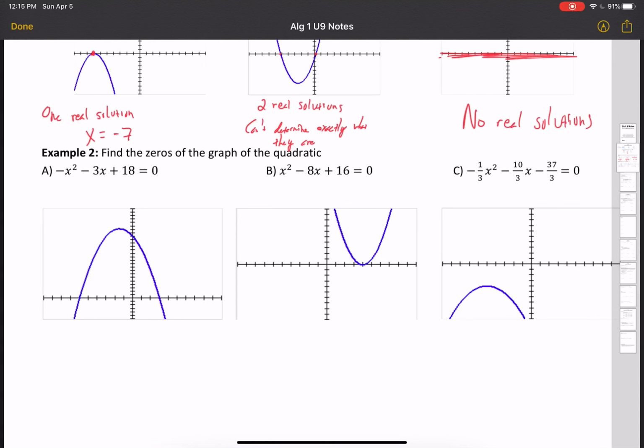We are going to be finding those x-intercepts, but we aren't always going to be looking at a graph. That's the graphical representation of what they are, the x-intercepts, where they cross the x-axis. But we're going to find some algebraic methods in order to find what those values are.